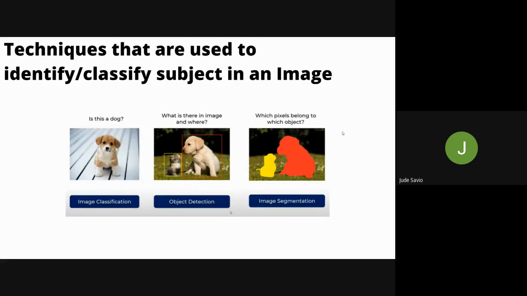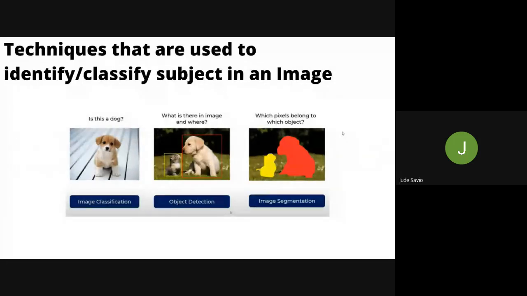What is object detection like? What if there are multiple subjects in the image and you want to separate those subjects and see which pixels perfectly depict that subject? That is what you're seeing in the second image there. You see a yellow bounding box around the cat and a red bounding box around the puppy, right? The kitten and the puppy.